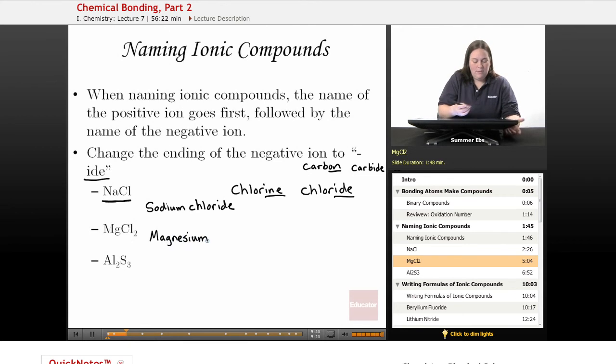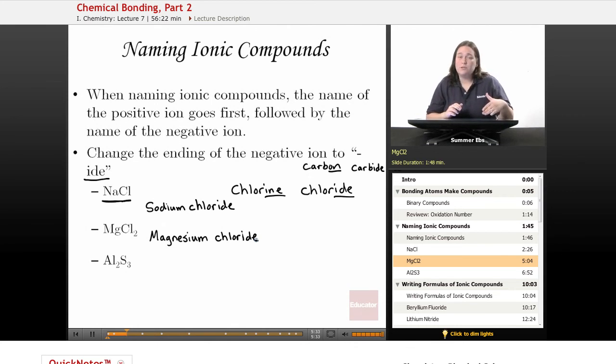Magnesium. And then chlorine will be our negative ion, so it goes next. Change the ending to IDE. We have magnesium chloride. You see in both of these, the first two involve chlorine.